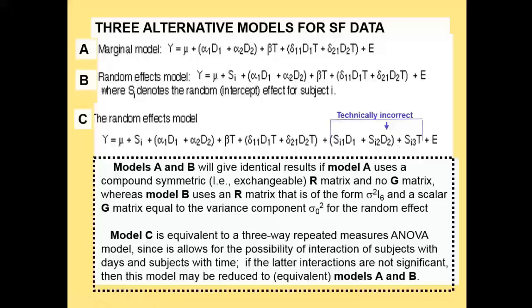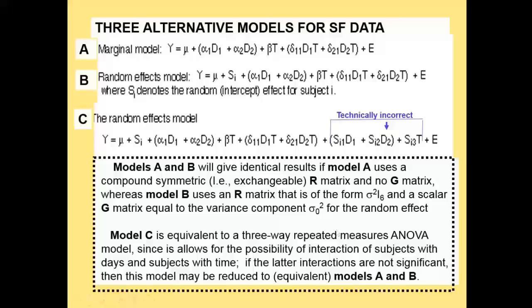Why are they random effects? Well, one part of each one of these things is a fixed effect: D1, D2, and T. But any product of two things, one part of which is a random effect, means that the product is a random effect. So I've added three random effects to this model.